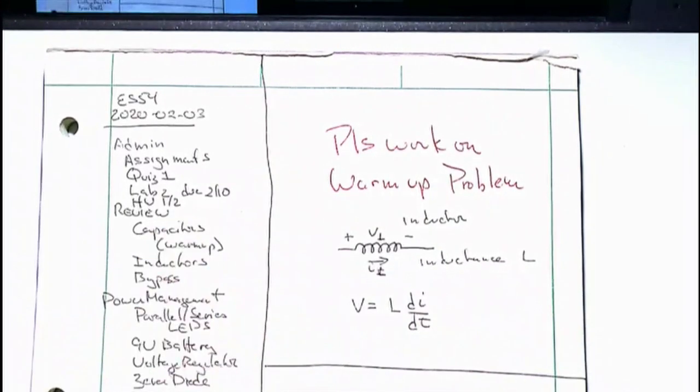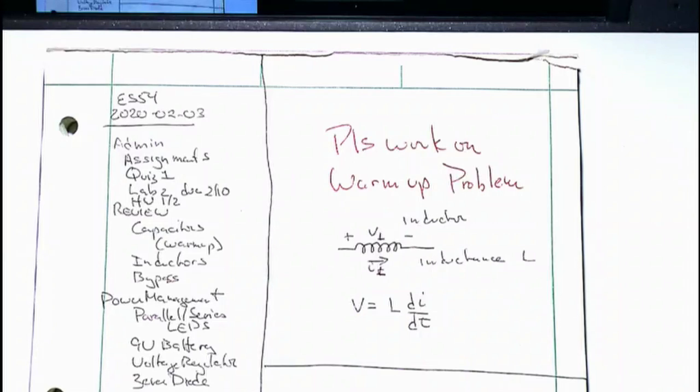That's the opposite of a capacitor. A capacitor resists voltage changes, right? You need infinite current to get an instantaneous change. Here, the voltage is a function of the change in current. So you can't get an instantaneous voltage change because that would require an instantaneous current change. So an inductor resists changes in current. Capacitors resist changes in voltage.